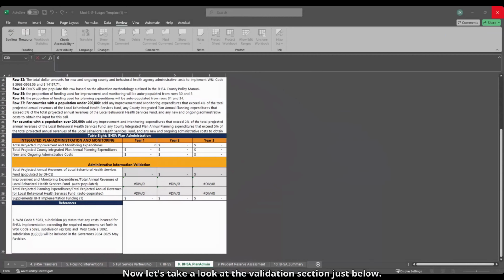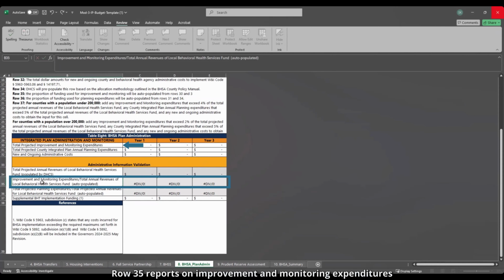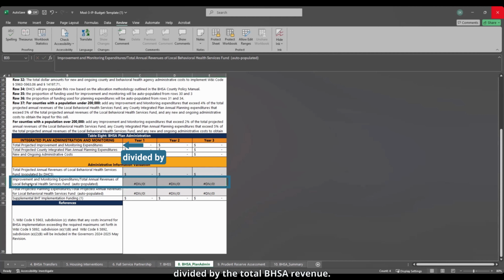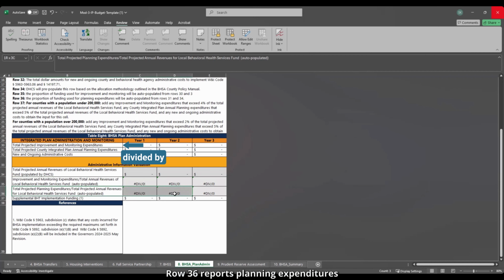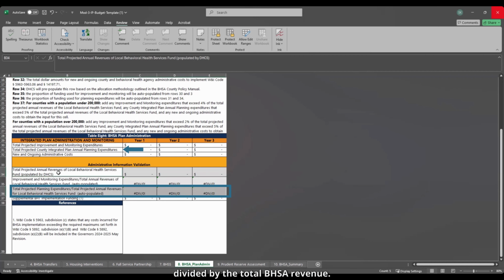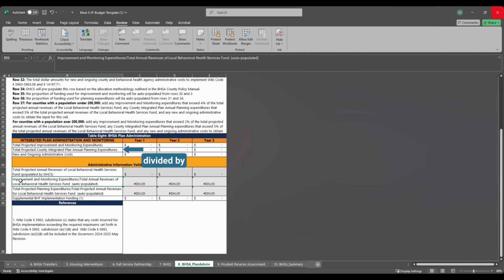Row 35 reports on improvement and monitoring expenditures divided by the total BHSA revenue. This auto-calculates the improvement monitoring share and ensures that it is a reasonable portion of the overall administrative activity reported. Row 36 reports planning expenditures divided by the total BHSA revenue. This row helps DHCS assess how much the county is spending on plan development versus performance management. Row 35 links back to Row 30, and Row 36 links back to Row 31.